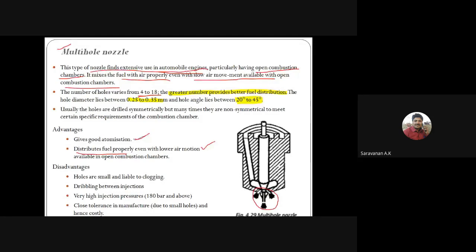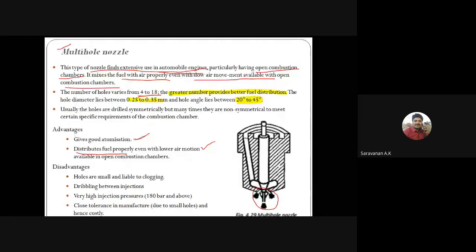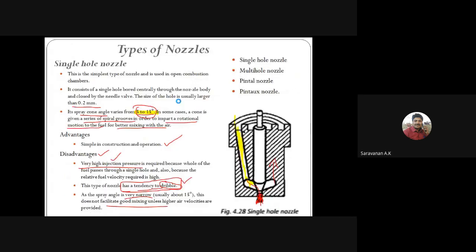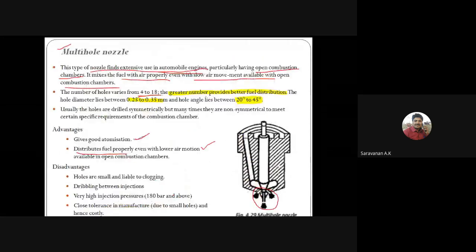Then what are the disadvantages? The holes are very small, and it is liable to clogging and to dripping between the injections. So here also the dripping will be there, in both the single hole and the multi-hole. The major disadvantage is dripping. The same disadvantages will be there: we require high pressure, and dribbling will be there.